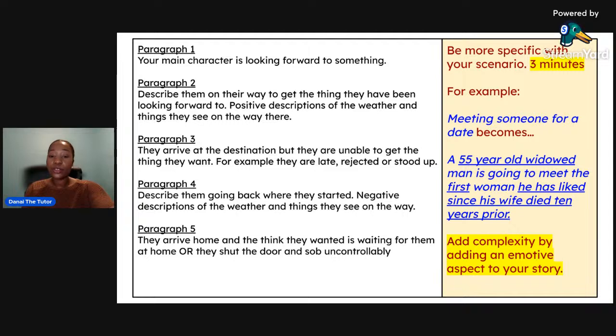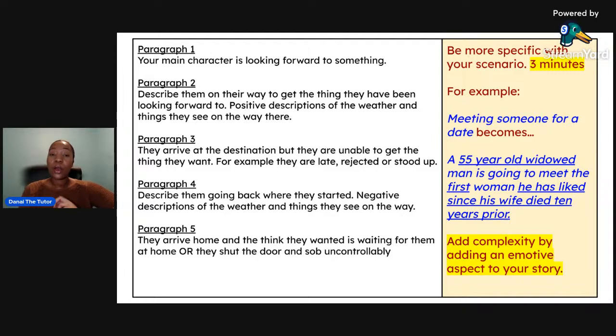Right, the next thing I want you to do is now be more specific about your scenario. Okay, I'm going to give you 3 minutes for this, and this is helpful because it helps to add complexity, by adding an emotive aspect to your story. If there are no emotional consequences to your story, then your story is likely going to be quite boring.